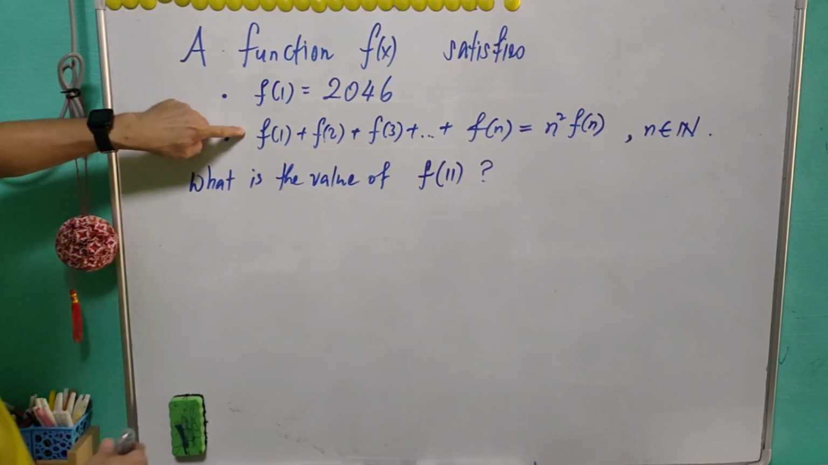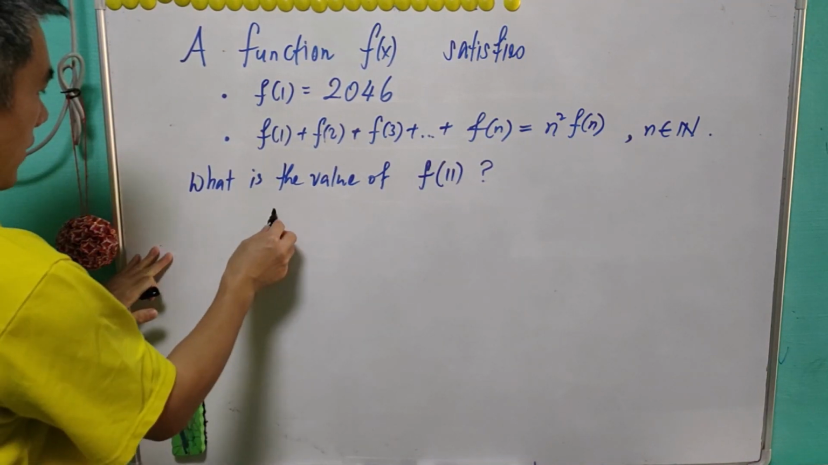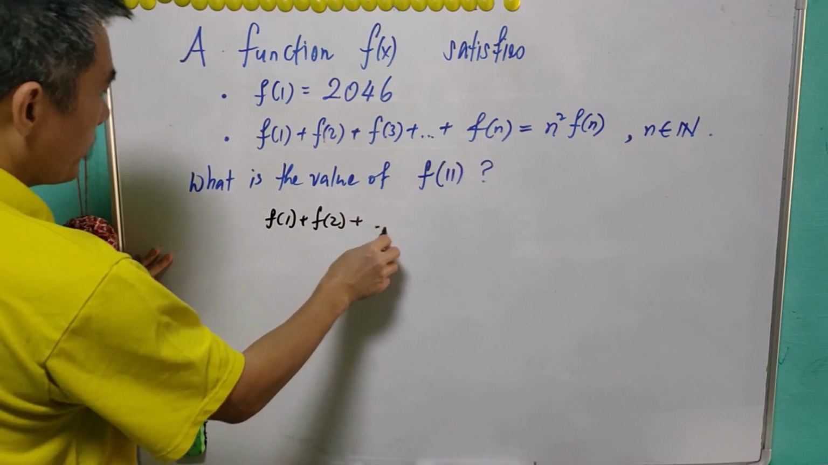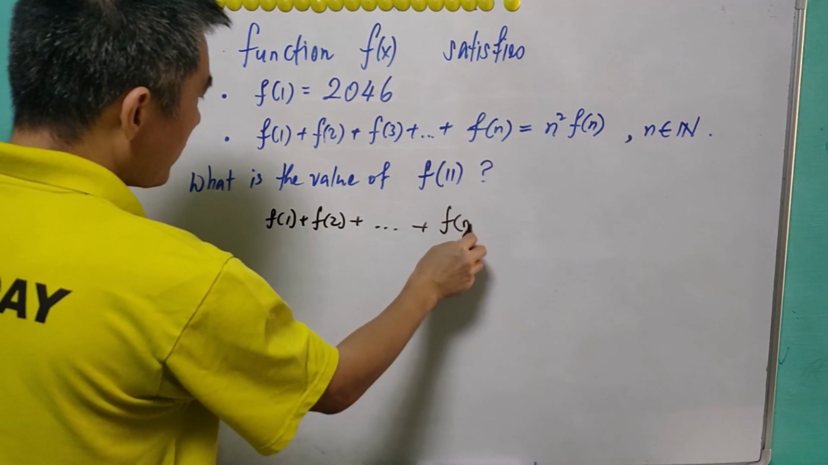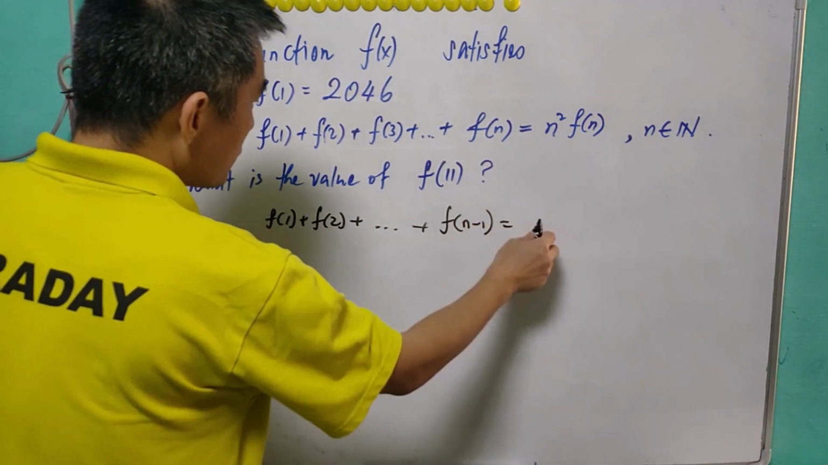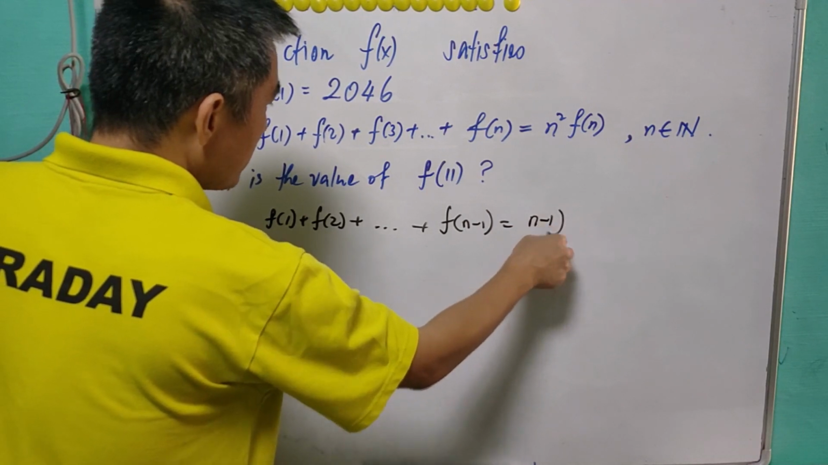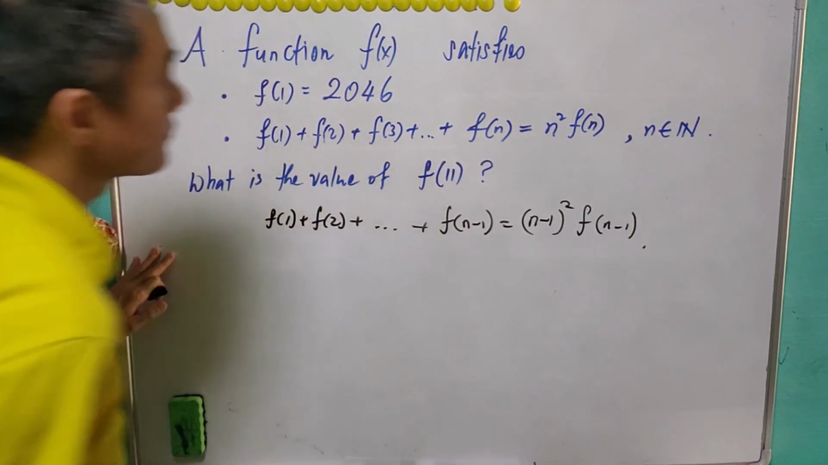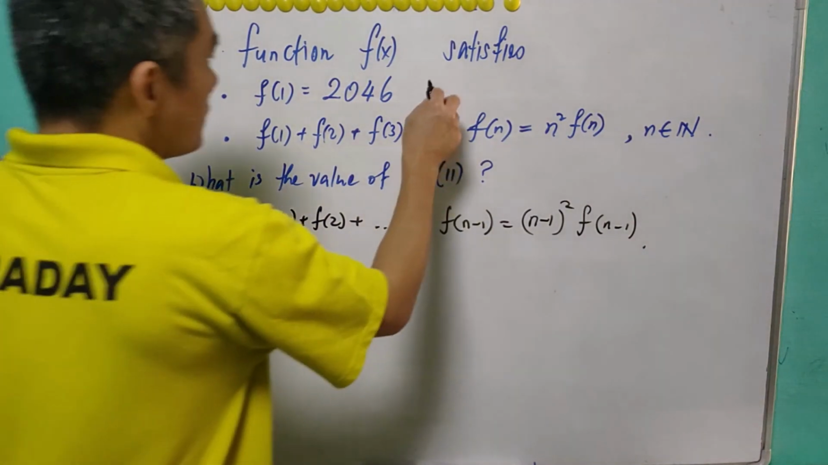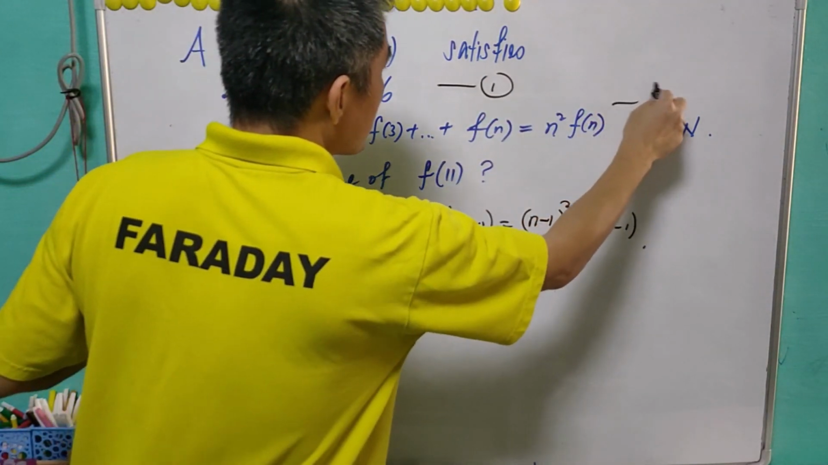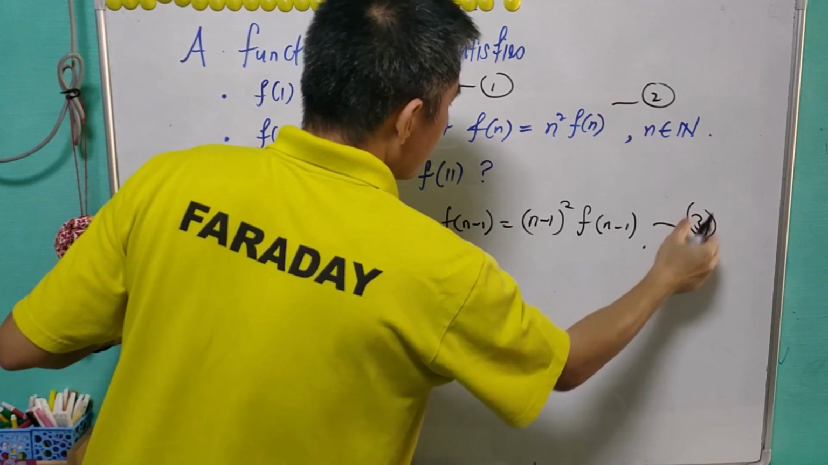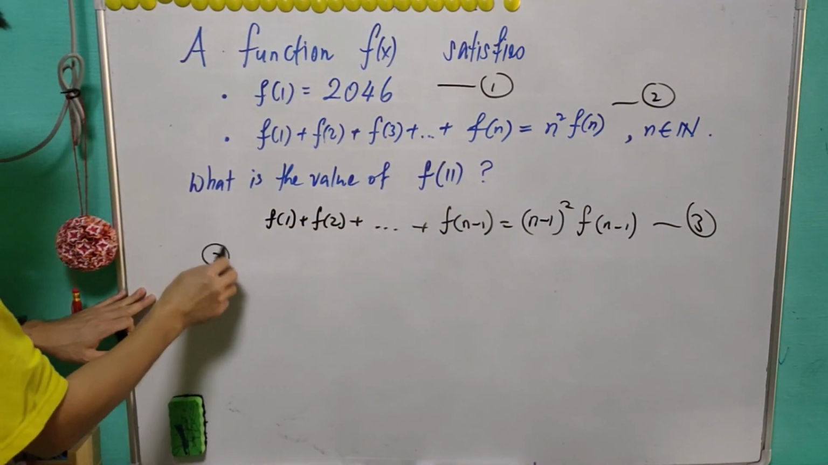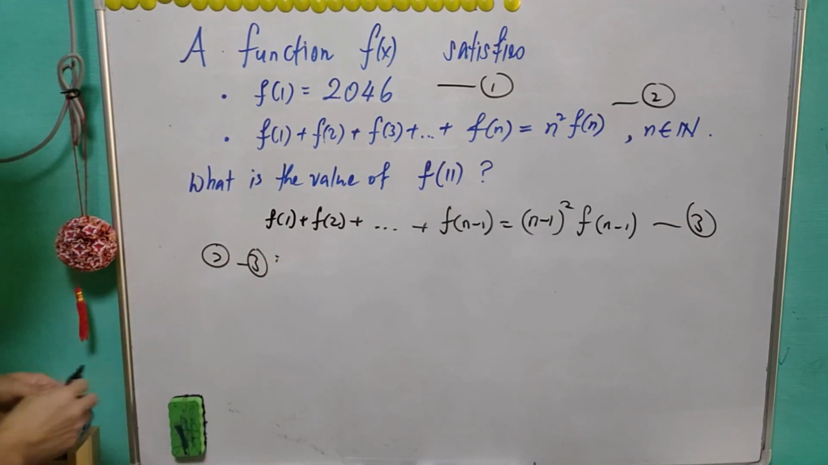Now, using the second condition, we can also have f(1) plus f(2) all the way to f(n minus 1) equals (n minus 1) squared times f(n minus 1). Now, call this equation 1, equation 2, and equation 3. So we can take equation 2 minus equation 3.